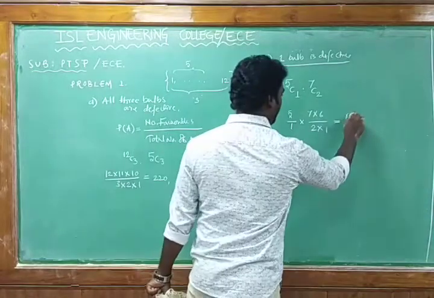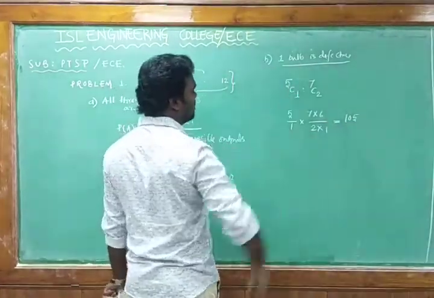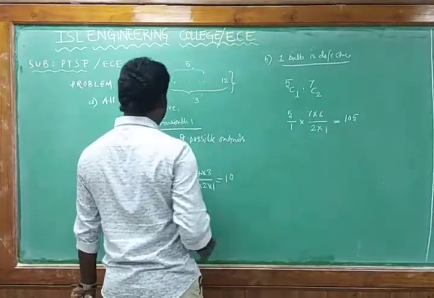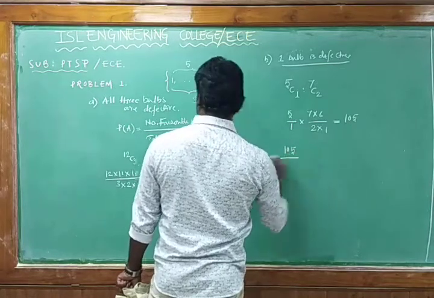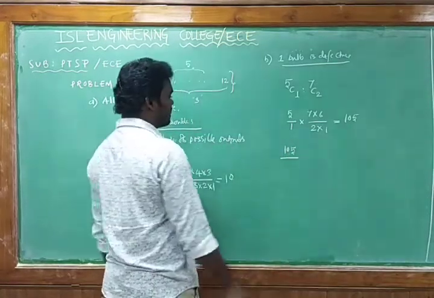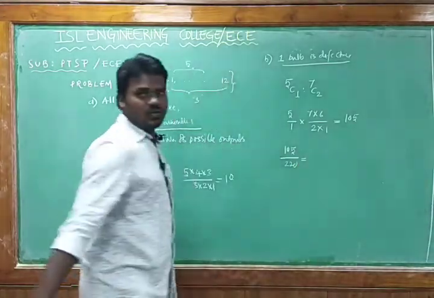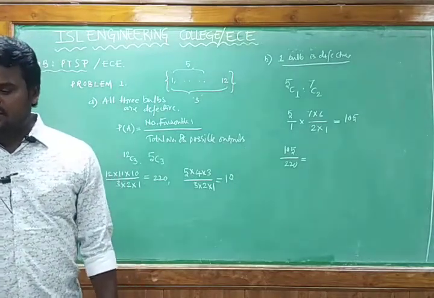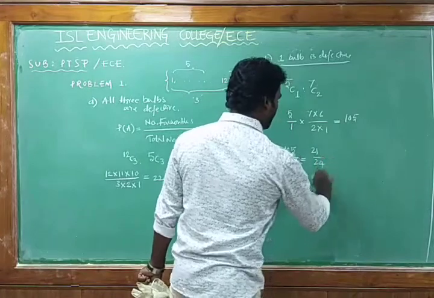So the probability of getting 1 bulb defective is given by the formula: total number of favorable cases, 105, by the total number of exhaustive cases, or the sample space, which is 220. If you simplify this, the probability of getting 1 bulb defective is 21 by 44. This is the second question.